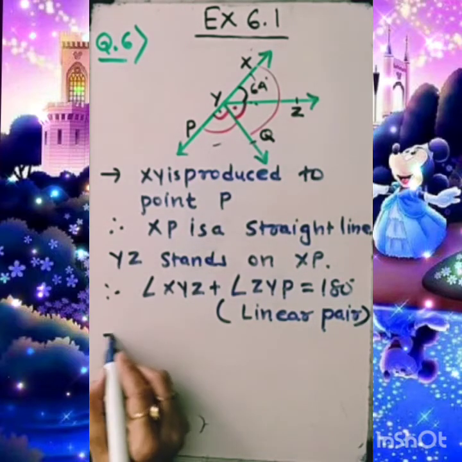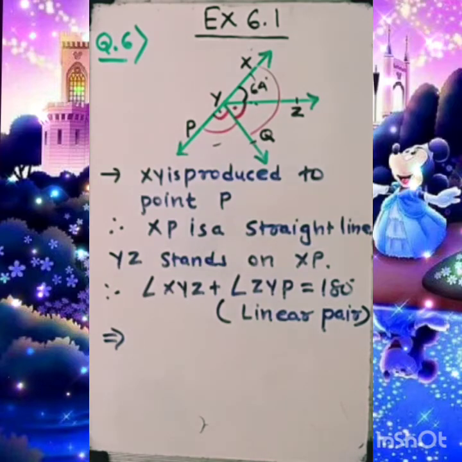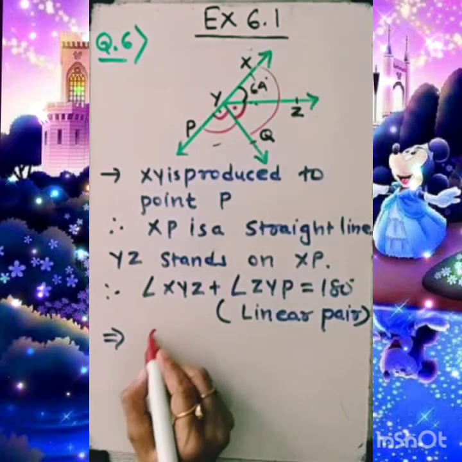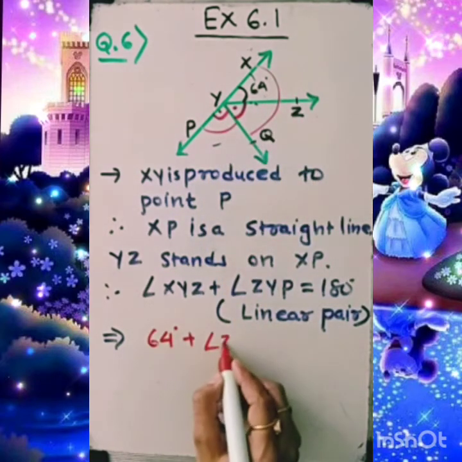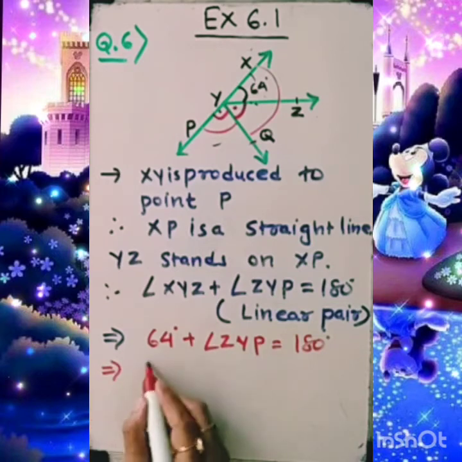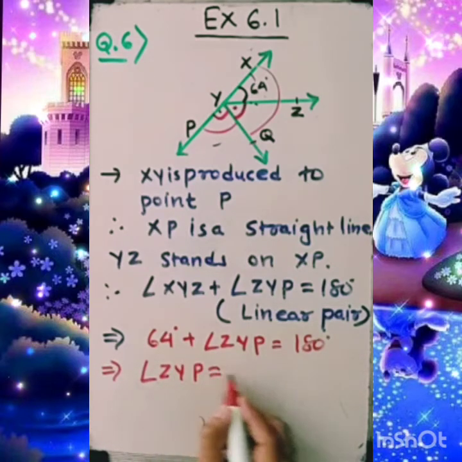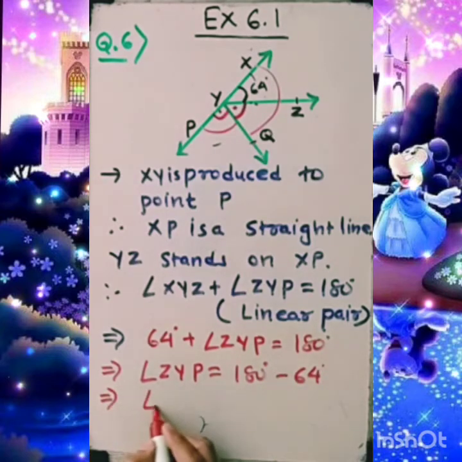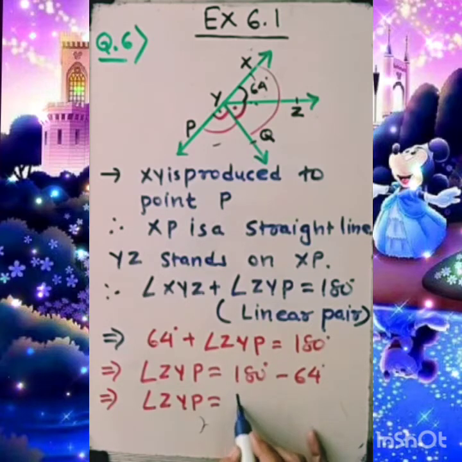In the answer, it is compulsory to mention it is a linear pair. Now, one of the angles is already given. Which angle are we given according to the details? Angle XYZ. This is 64 degrees. So let me note it down here, plus ZYP equal to 180 degrees. Therefore, my dear student, angle ZYP equals 180 minus 64 degrees. What is the subtraction of this? 180 minus 64 is 116 degrees.